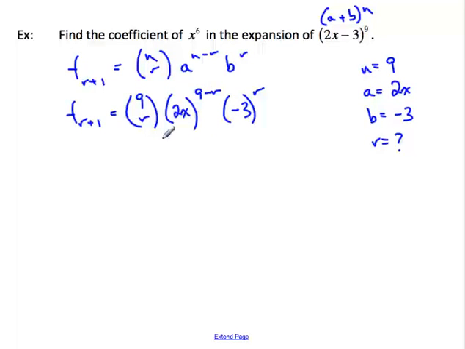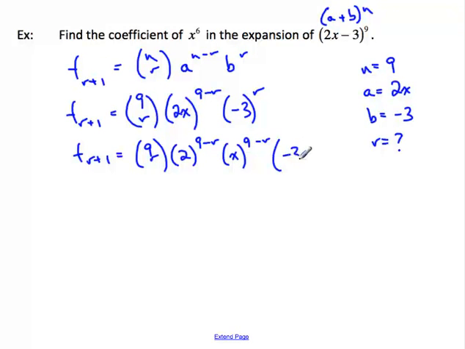Now I'm going to rearrange things to separate out the x from the numbers and bring all the numbers to the left-hand side. So I get term r plus 1 is equal to 9 choose r. This 9 minus r in the exponent applies to both the 2, so I'm going to write it like that, and the x, which I'm going to separate out like that. And then I have negative 3 to the power of r. Now let's move the x this way and all the numbers this way.